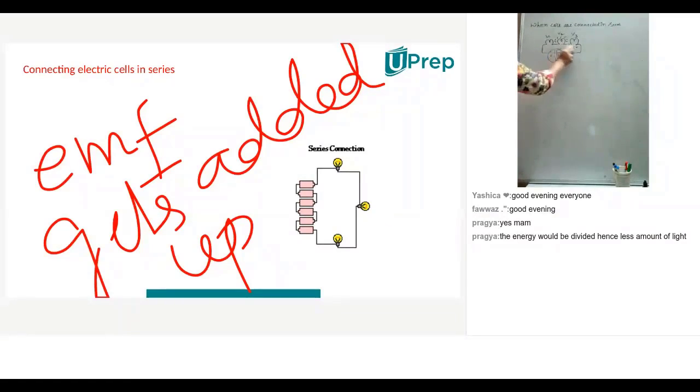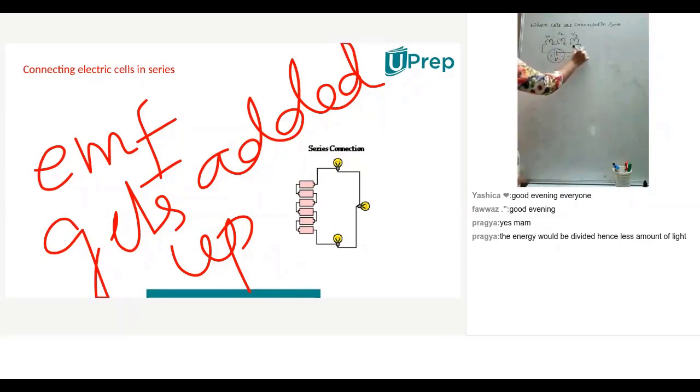And the next one, say if three appliances are connected in series and there is somewhere a problem in the circuit, you can see here the circuit is broken.